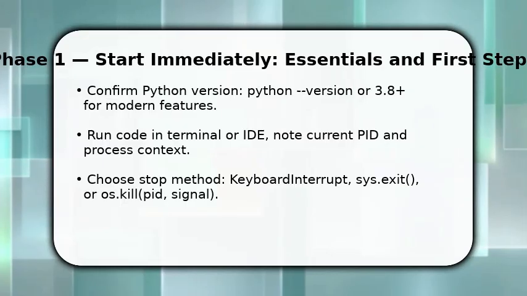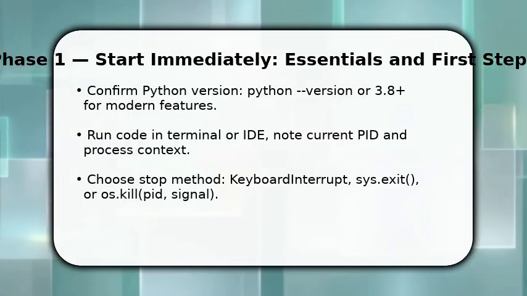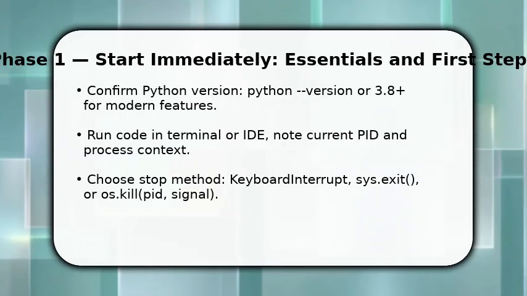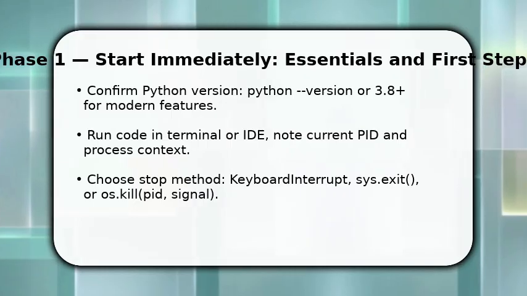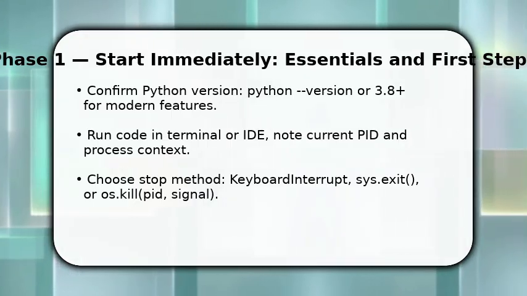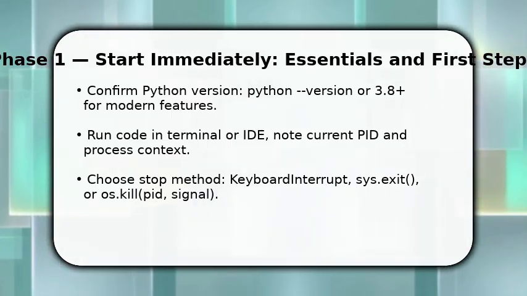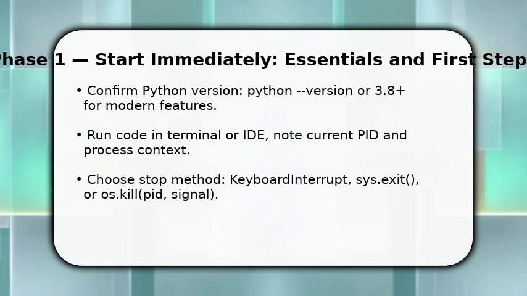Once done, consider calling sys.exit from inside code to raise SystemExit for orderly shutdown. Make sure to import sys at top. If the process is external, note its PID so you can target it safely with OS signals later.